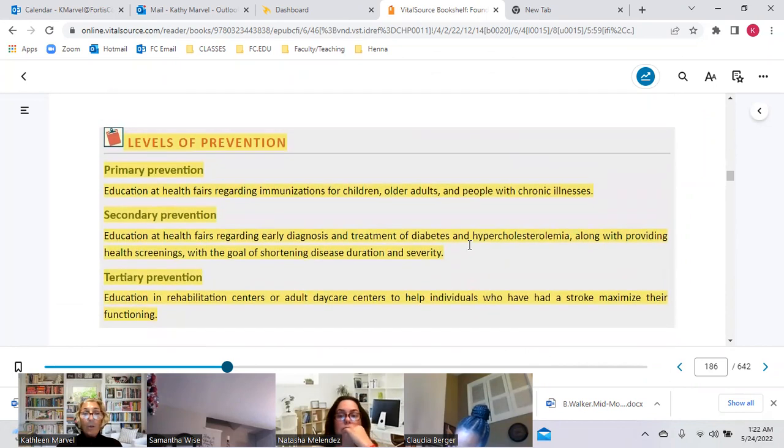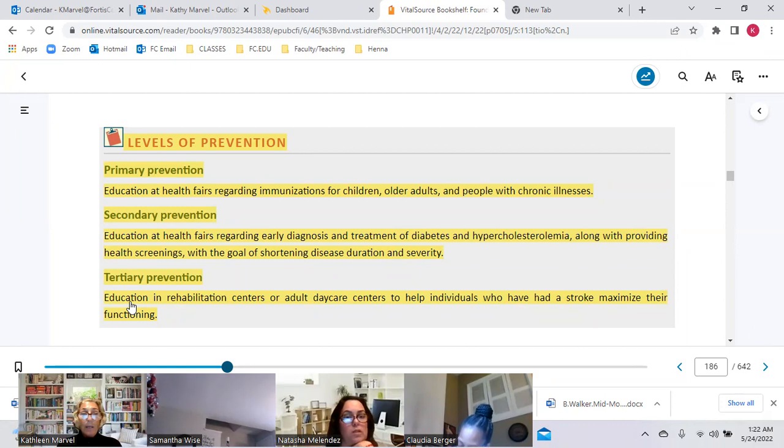Have a look at your levels of prevention box. It's related to education. Here is an example of how they really specify how education is in every single level. Remember, I told you early on, don't get caught up in education just being primary prevention. Here's an excellent example of using education at all 3 levels. Primary: we're educating at health fairs about preventative things, immunizations for older adults, immunizations for everybody, actually. We're trying to be proactive.